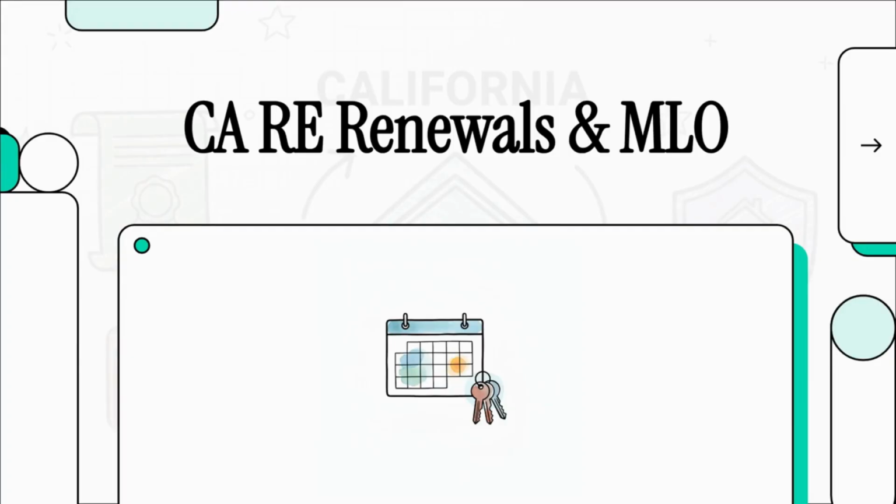You know, California real estate licenses don't last forever. Whether you hold a salesperson or a broker license, that authorization requires periodic renewal. And for a specific subset of real estate professionals, well, there's an entirely separate layer of compliance to master, the Mortgage Loan Originator, or MLO endorsement. Today, we're going to break this down into two distinct, simple, parallel systems.